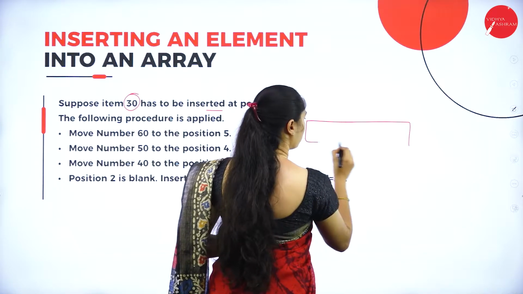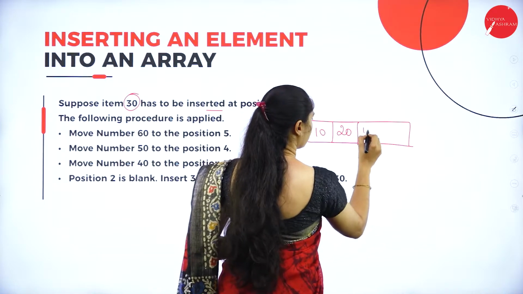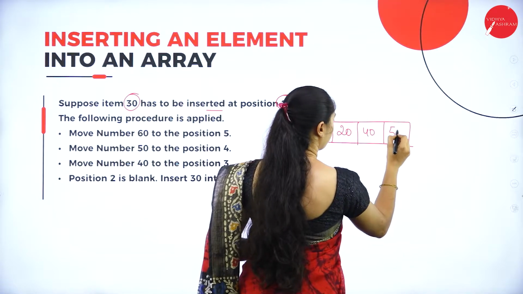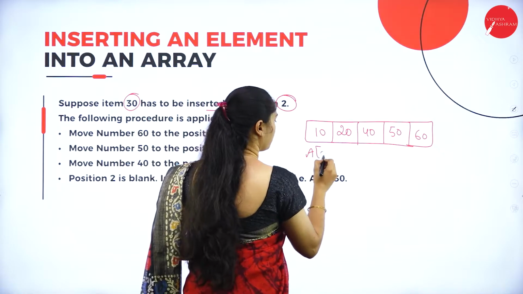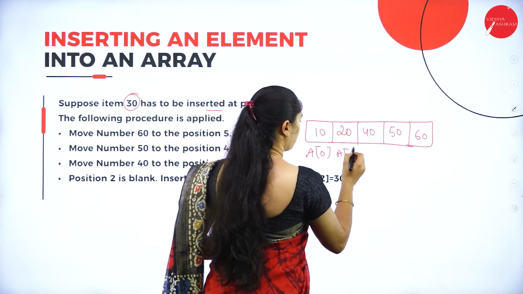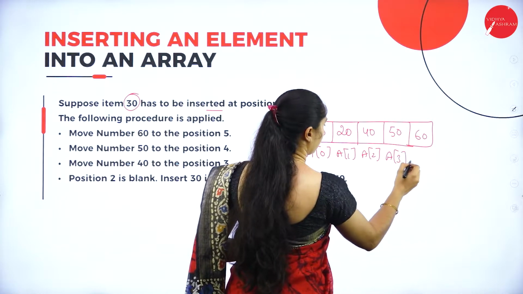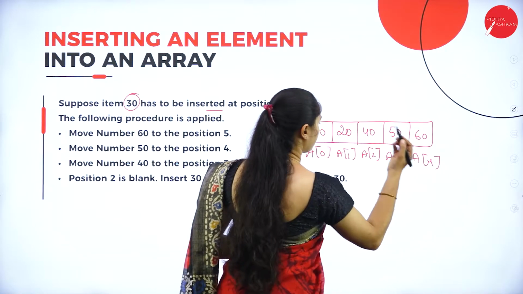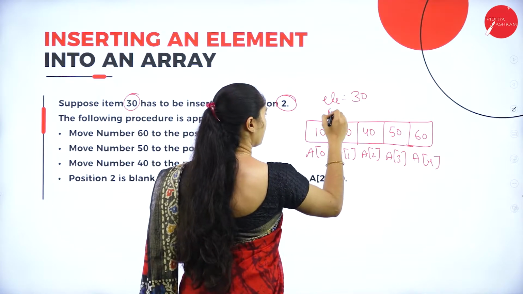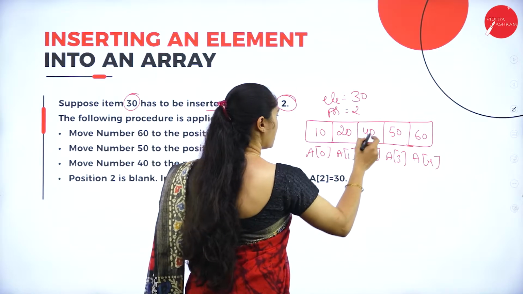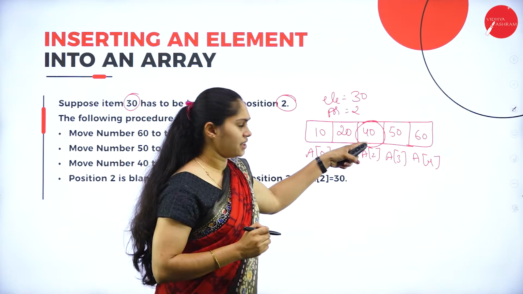So initially how it was? 10, 20, 30 is not there, 40, 50, and at last I have 60. The array name is A, with A of 0, A of 1, A of 2, and we have A of 3 here, A of 4. Now, I wanted to add an element called 30, that too in position 2. That means my target is this position. I wanted to add an element called 30 in this position.